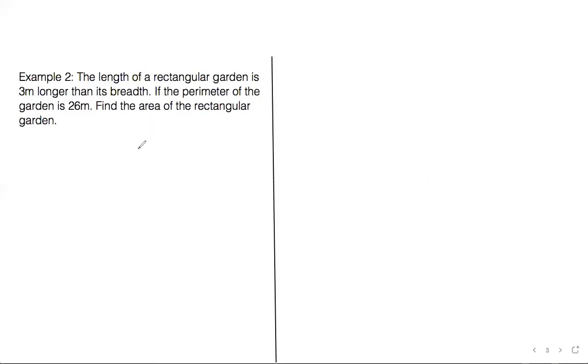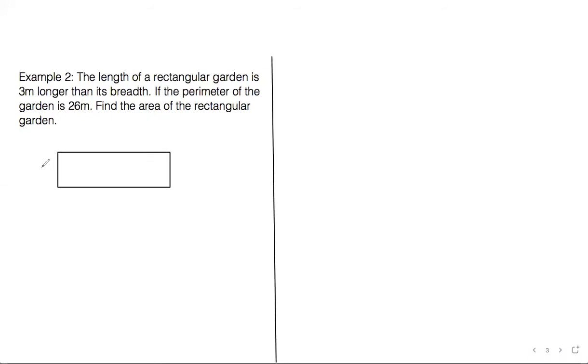The length of a rectangular garden is 3 meters longer than its breadth. If the perimeter of the garden is 26 meters, find the area of the garden. So here, let me draw something that looks like a rectangle to represent the garden. So the length is 3 meters longer than the breadth.